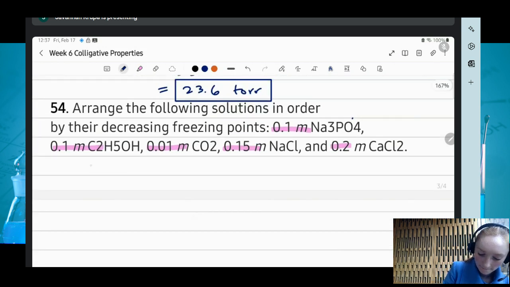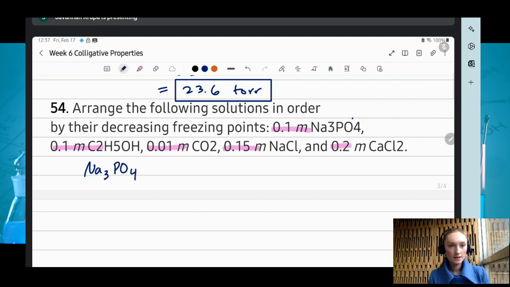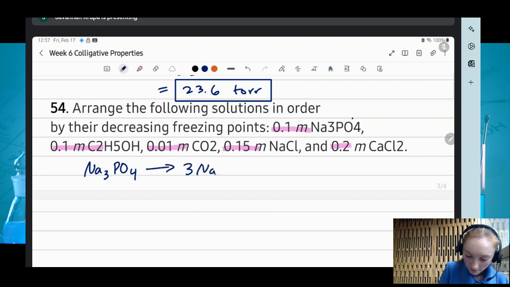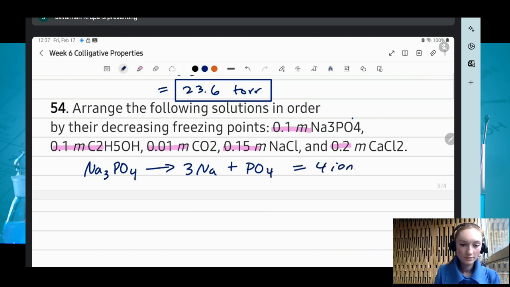So the Na3PO4 is going to be in ionic form, and going into its ions, we will have 3 sodiums and then 1 PO4, and so that will give us a total of 4 ions. Because it has 4 ions, we multiply it by this 0.1, and so we will get 0.4.